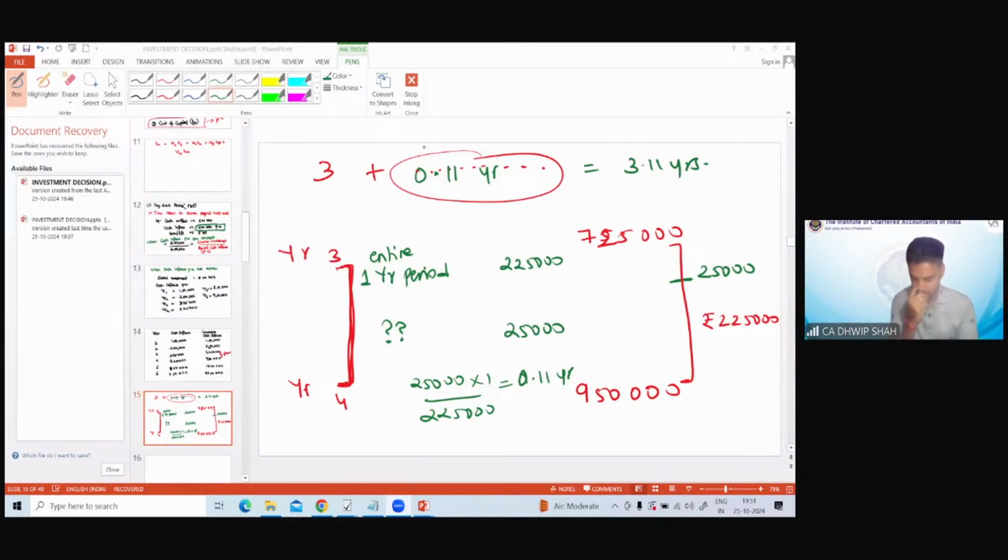When cash inflows per annum are not constant, it is uneven. So in the entire 1 year period, my company recovered 225, but I just want additional 25 to get recovered, not 225. Clear? One for 1 year period. And if you don't write that, then it is also fine.